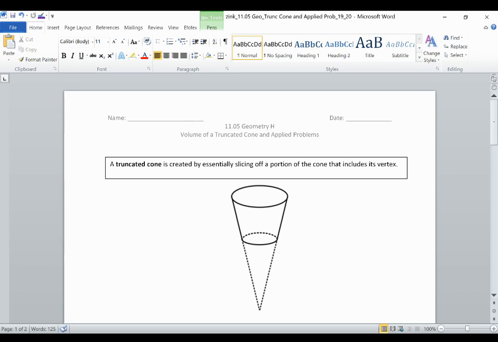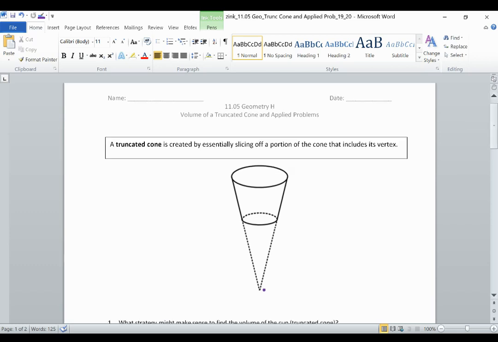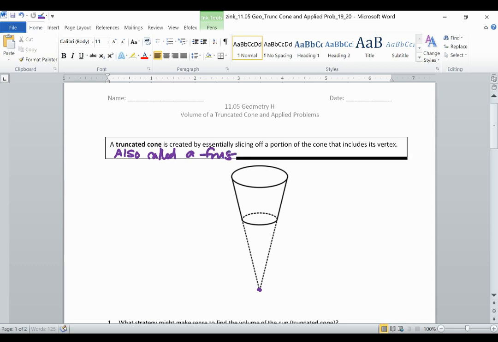So today we're going to talk about a truncated cone. A truncated cone is created by taking a cone and slicing off the top part of the cone, the part that includes the vertex. So you're taking off a little cone from the big cone. Another name for this is a frustrum. You could see that as well.